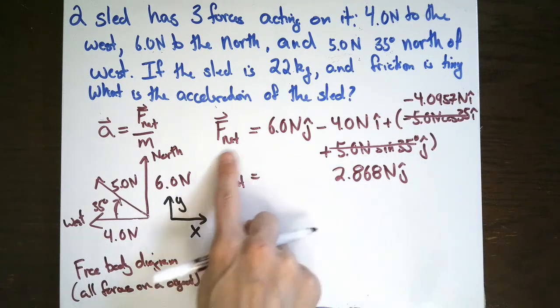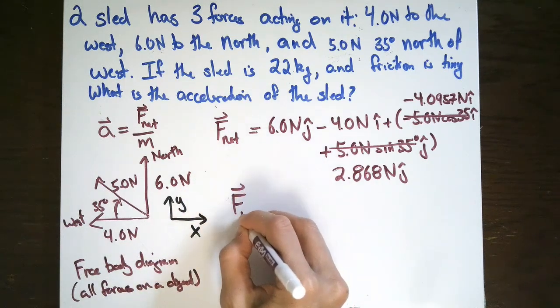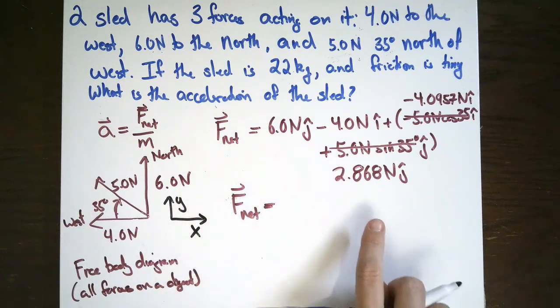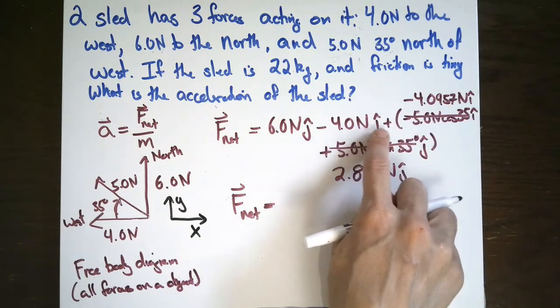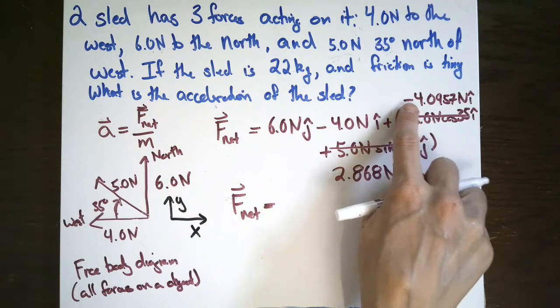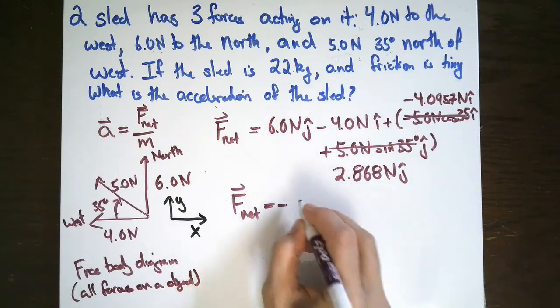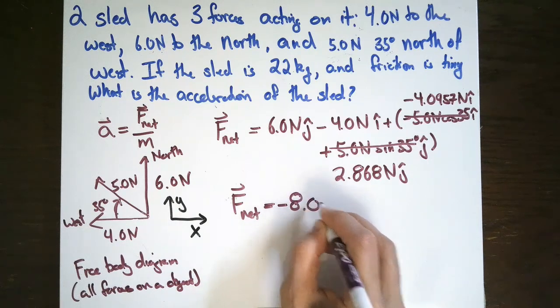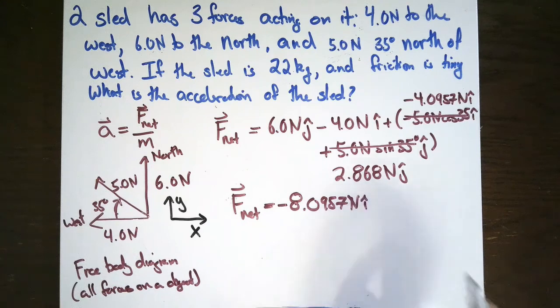So it looks like we need a little more space here to write our net force in. We'll add up the i components. That'll be this one and that one. So -4 newtons in the i direction and -4.0957 in the i direction. That'll be -8.0957 newtons in the i direction.